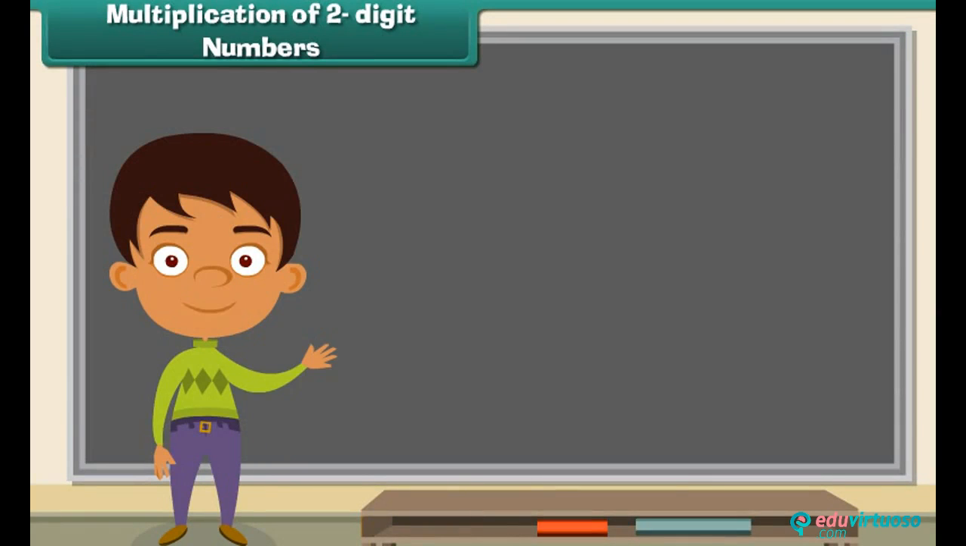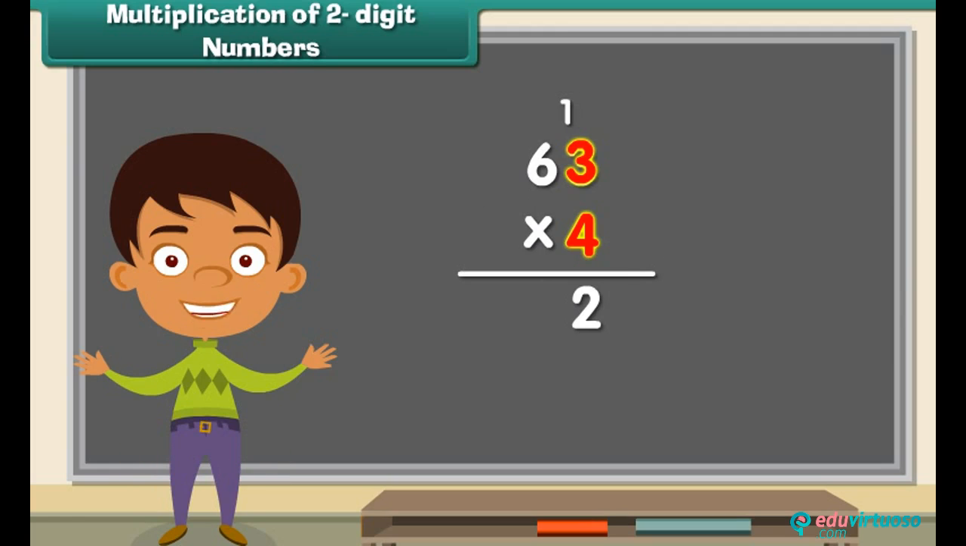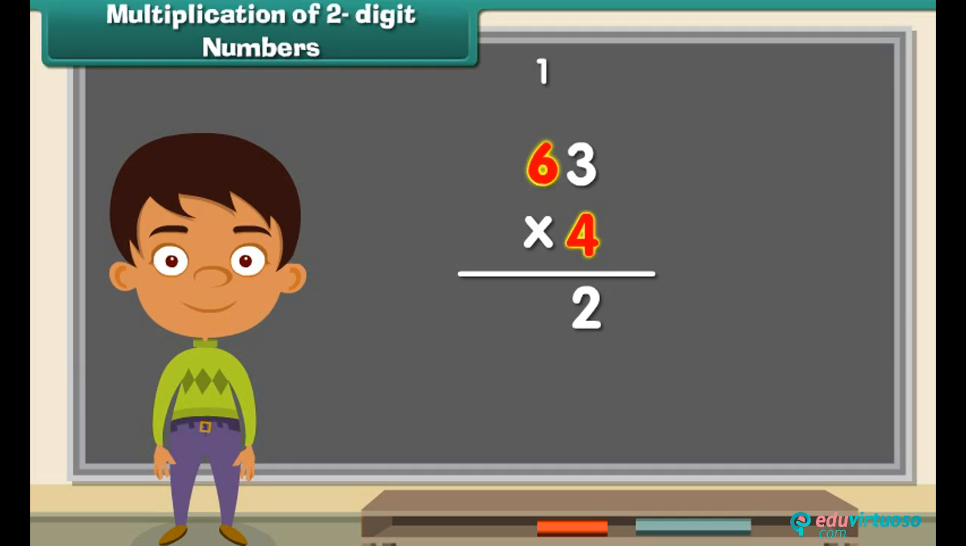Multiplication of 2-digit numbers. Let us now learn to multiply 2-digit numbers. Let us multiply 63 by 4. Firstly, multiply 3 by 4. 4 into 3 is equal to 12. Place 2 under the line at the ones place. Write 1 above 6 at the tens place.